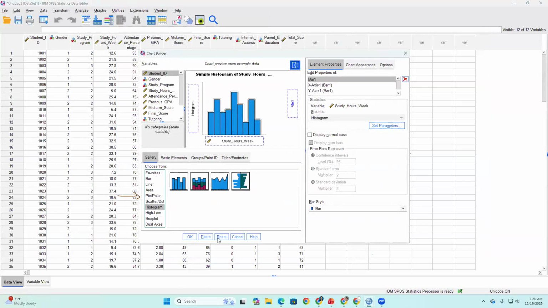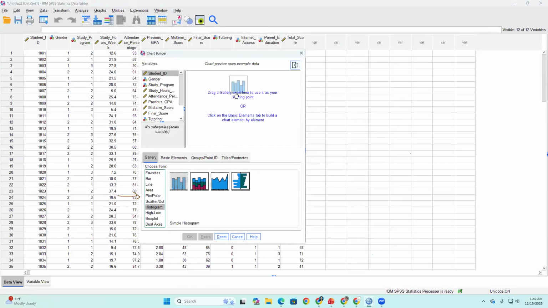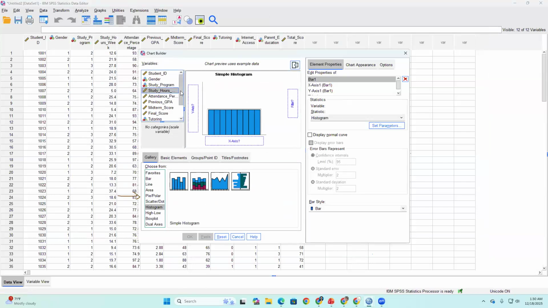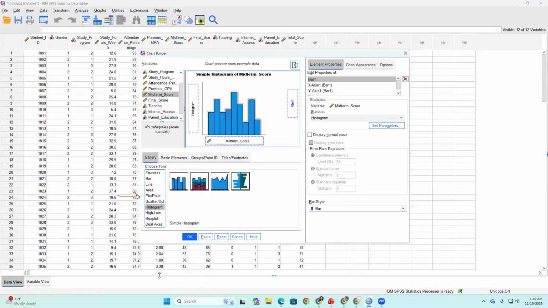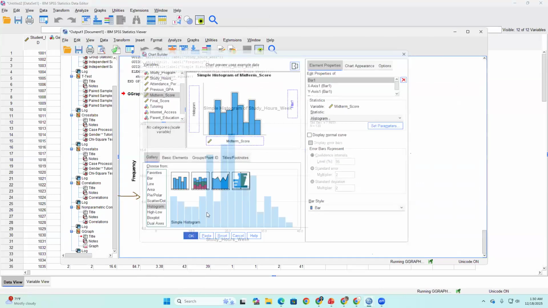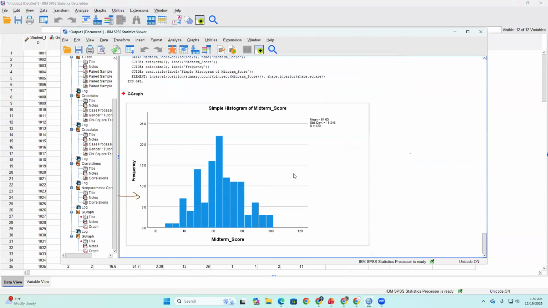Next, reset the histogram, then select again. Our second variable was the midterm score, right? Is that normally distributed? It looks somewhat normal. It attains the bell-shaped curve. When both variables are normally distributed and not skewed, we will only go for Pearson.